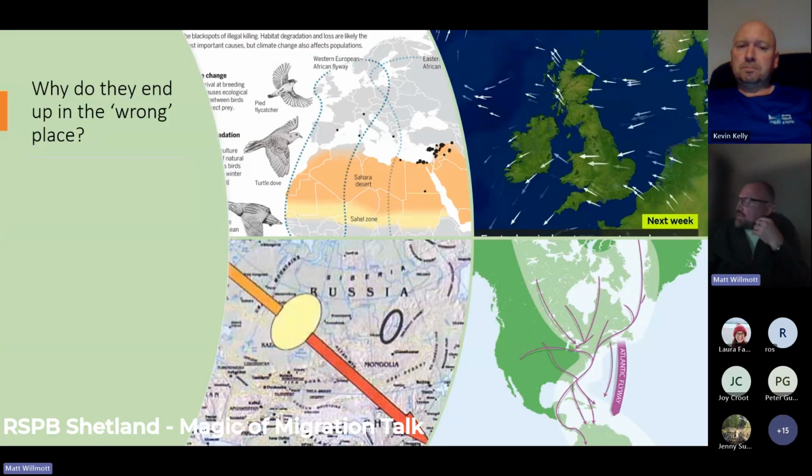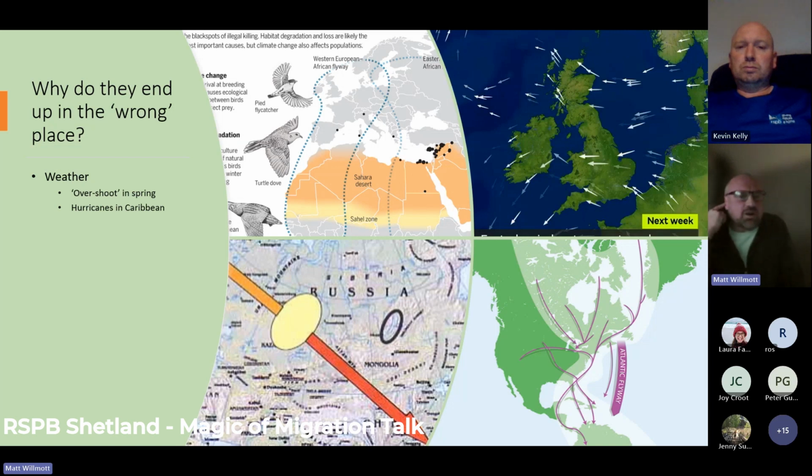So just briefly, why then do they end up in the wrong place? Again, there's a number of theories on this. We know that weather plays a really important role. Kevin will come on to this in a second, but we do get what we call overshoots, or overshooting migrants, in spring. They're birds that have moved up from Africa. They should be stopping in southern Europe, some of them, but they just carry on. They might have a southerly wind behind them, but they might end up in Shetland. Exotic looking things like bee-eaters or hoopoes might end up in Shetland, and they're the classic spring overshoot. They've just gone basically too far.